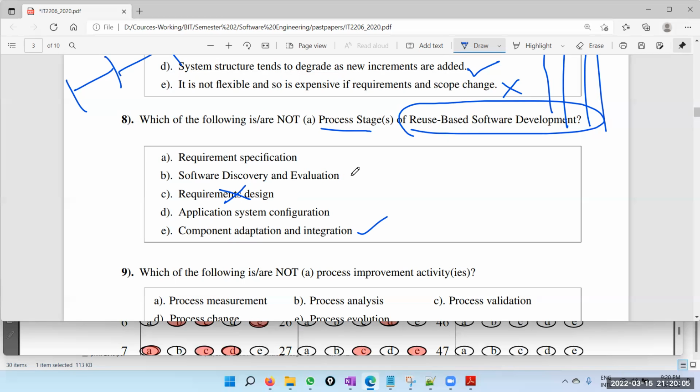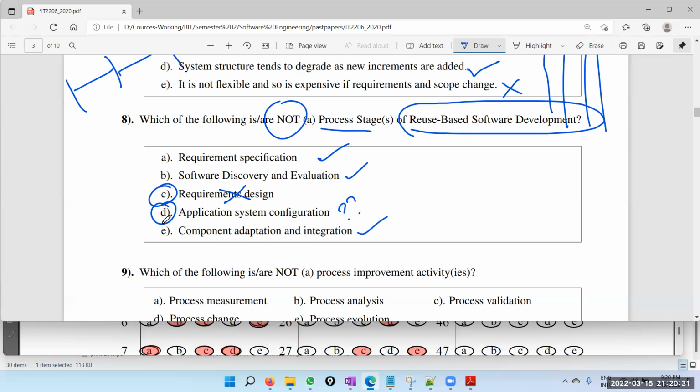Maybe software discovery and evaluation, requirement specification, application system configuration. What is that? I'm not very sure about that. I will go for C and D.